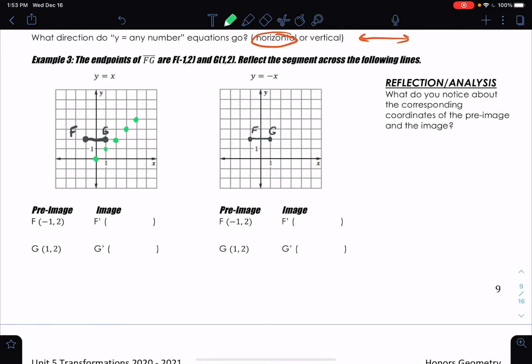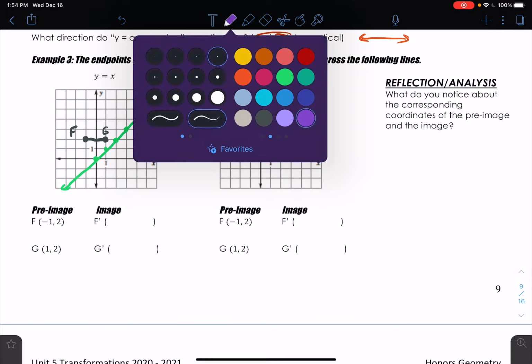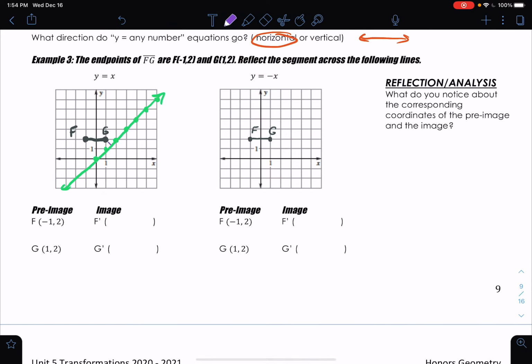Okay? So here is that line of reflection. Okay? Now, in order to do this, instead of counting up or down or left or right in order to reflect, we've got to count on that perpendicular slant. So what I mean by that is G is half a step above this line on this slant, so G prime is going to be half a step below. So G prime is going to be right here.